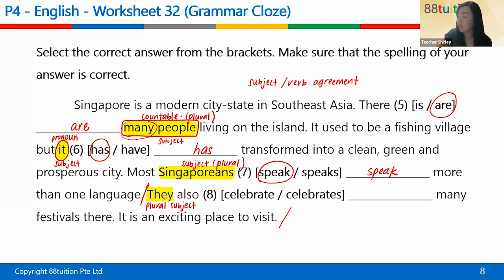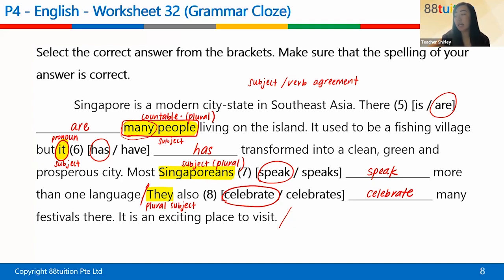So the verb must agree with the subject. So the verb that is a plural verb is "celebrate." They celebrate, not they celebrates. So they also celebrate, because it's a plural verb, it must agree with the plural subject. So they celebrate many festivals there. It is an exciting place to visit.